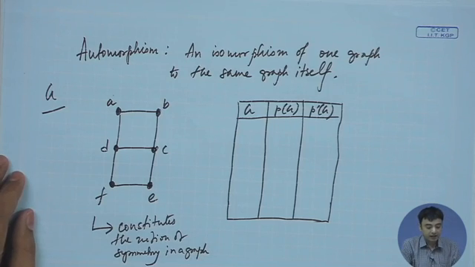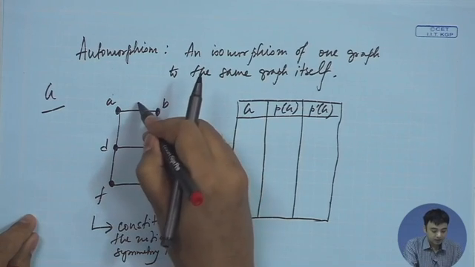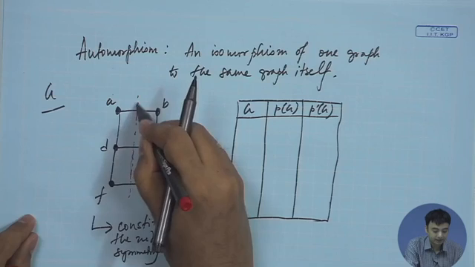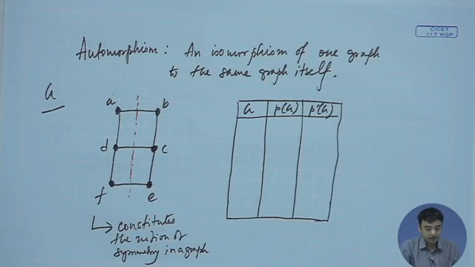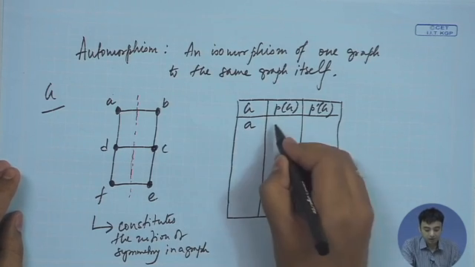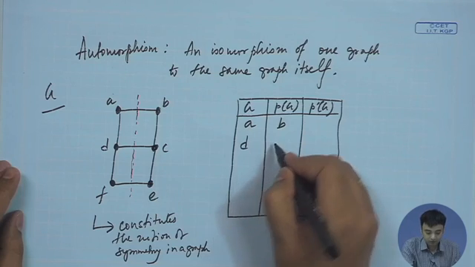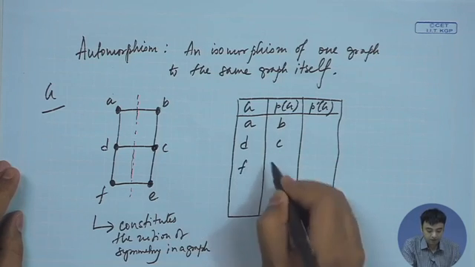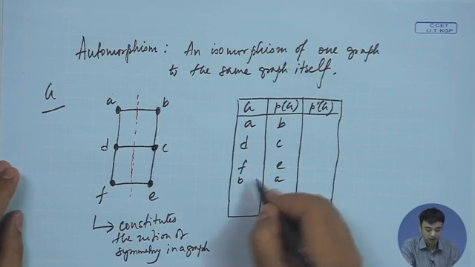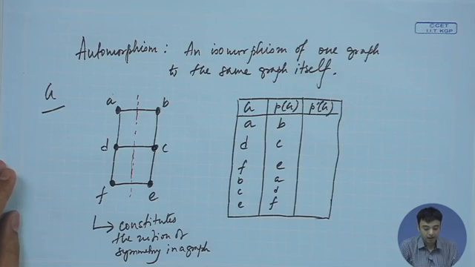Here you see this symmetry is very apparent. Look at the line of symmetry indicated by these broken red lines. If you take this as the line of symmetry, then A is automorphic to B, D is automorphic to C, F is automorphic to E, and similarly B is automorphic to A, C is automorphic to D, and E is automorphic to F.